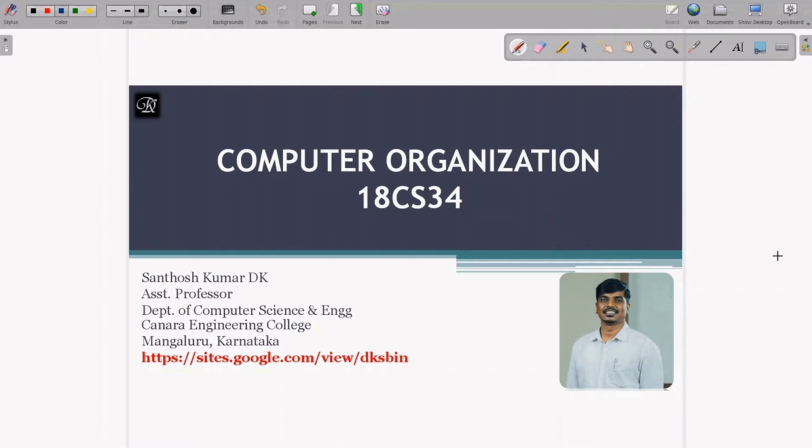I am going to discuss the Computer Organization course with subject code 18CS34. In this course, we'll study the organization of the digital computer, the peripheral connections, memory organization, and also a little bit of discussion about ALU and CU working. The study material regarding this course is available on the given website.